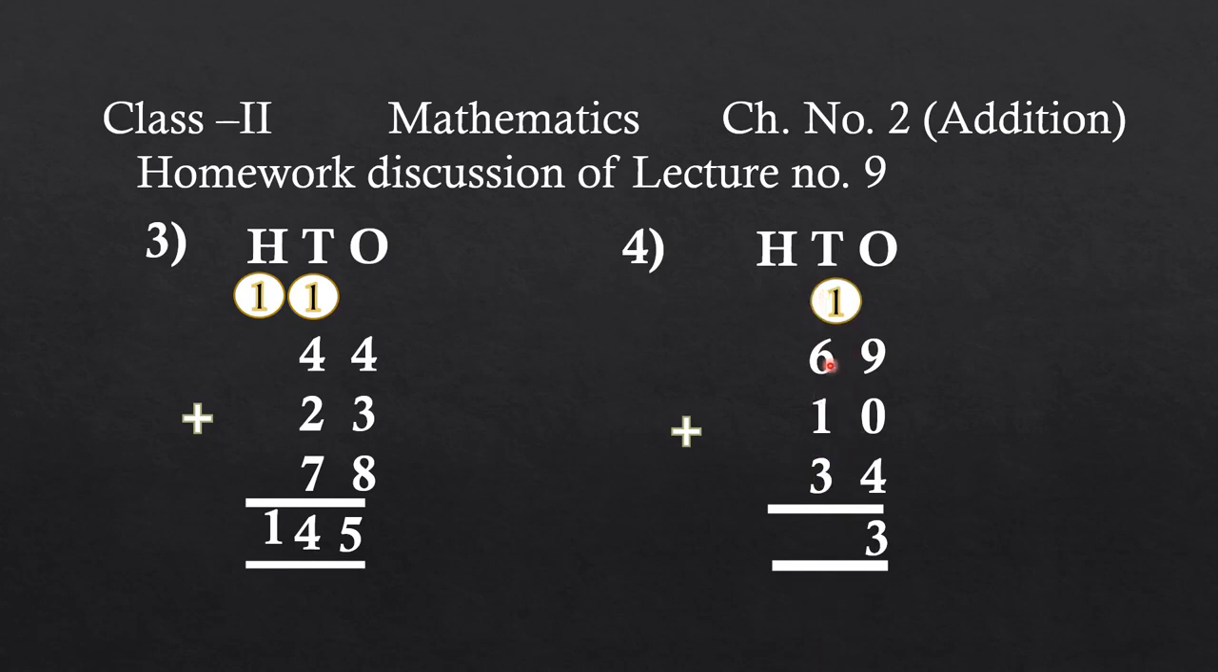Here 6 plus 1, that is equal to 7. Now keep 7 in your mind, 3 on your fingers. Yes, 8, 9, 10. So 10 plus 1 is equal to 11. So we will write 1 here and 1 will be carry over at hundreds place column. So here we will write 1. So our answer is 113.